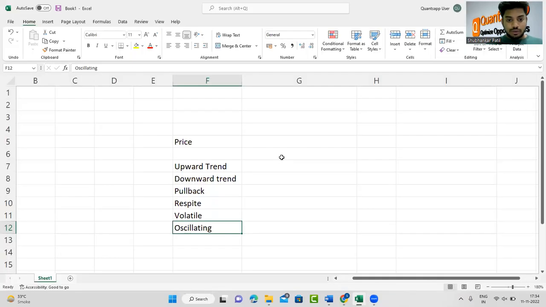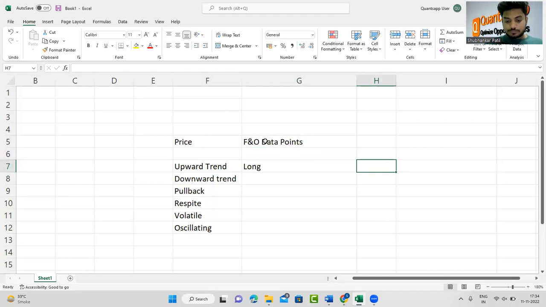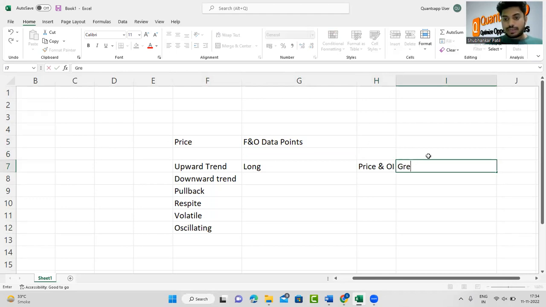So over here, what an uptrend will look like is, let's write down F&O data points, because we will validate price action with F&O data points. So what happens in long? Price and OI go up. Even in rising prices, the people have bought it. How can you easily look at the color codes? Just look at the green color.